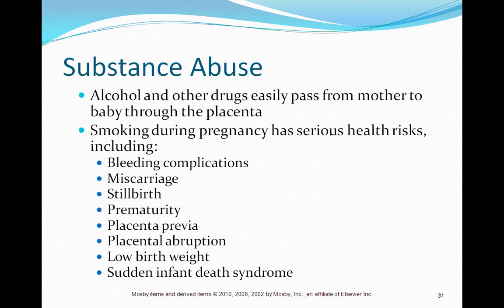Substance abuse: they should not take any medication unless it's prescribed, and that's why we ask them about smoking, alcohol, and any other type of substance like heroin or cocaine, because these can lead to bleeding complications, miscarriage, stillbirth, or a baby born premature with other congenital defects. Also, they may have a low birth weight baby and sudden infant death syndrome. So we tell them, unless the doctor has prescribed it, don't take it.